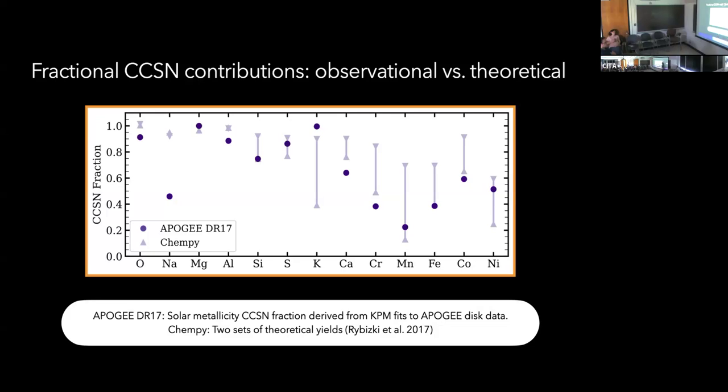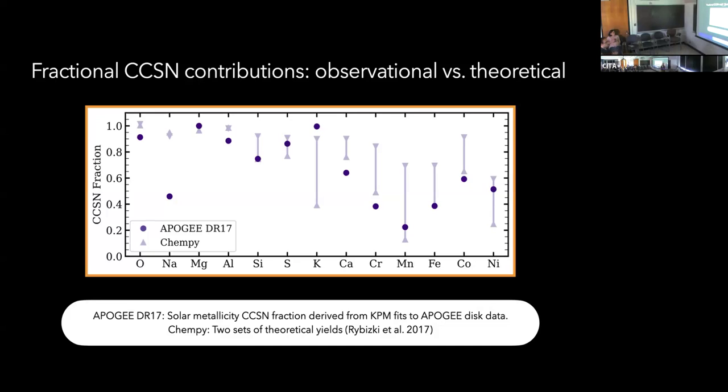Our iron peak elements, chromium, manganese, cobalt, nickel, are lower, closer to that 50-50 value. The iron is fixed here. It's something that we set in the model, this relative fraction of iron at solar metallicity. In the light purple, I'm showing theoretical models.